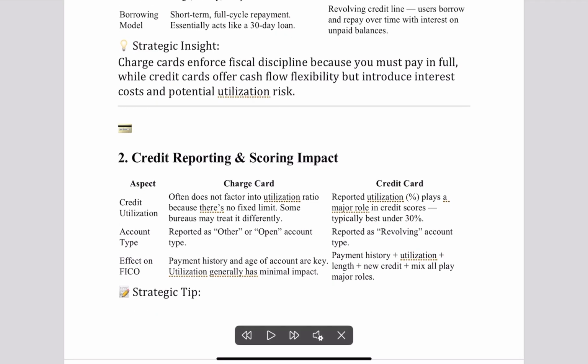Let's continue. Strategic insight. Charge cards enforce fiscal discipline because you must pay in full, while credit cards offer cash flow flexibility, but introduce interest costs and potential utilization risk.